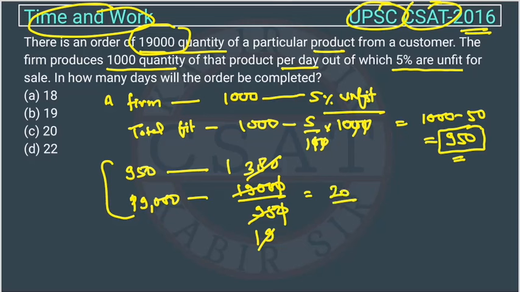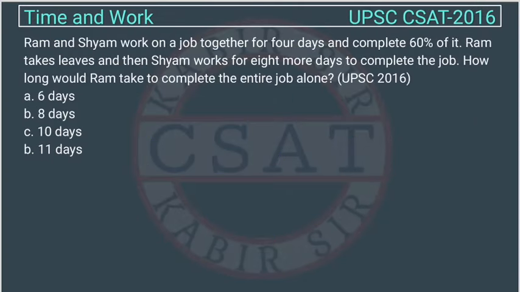So how many days will they take? 19,000 quantity they will produce in 20 days. So the answer is option C. So this is the answer. See, this was a very easy question, right? So this is asked in the CSAT paper, right? So I hope this is understood by everyone. Okay. So this is a question from time and work asked by UPSC in their CSAT paper of 2016, right?